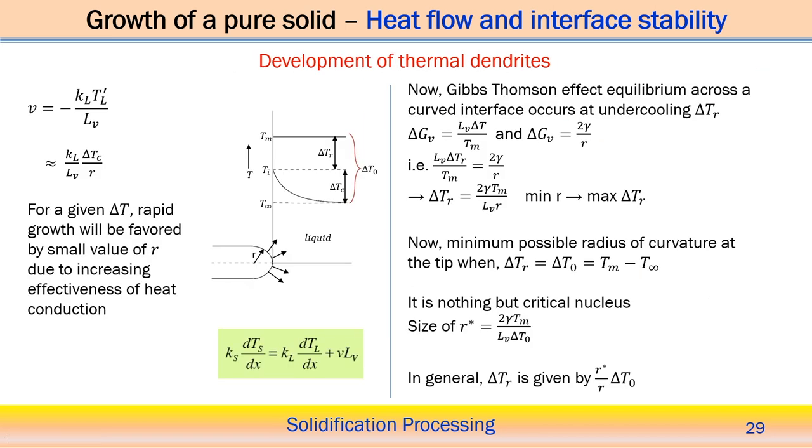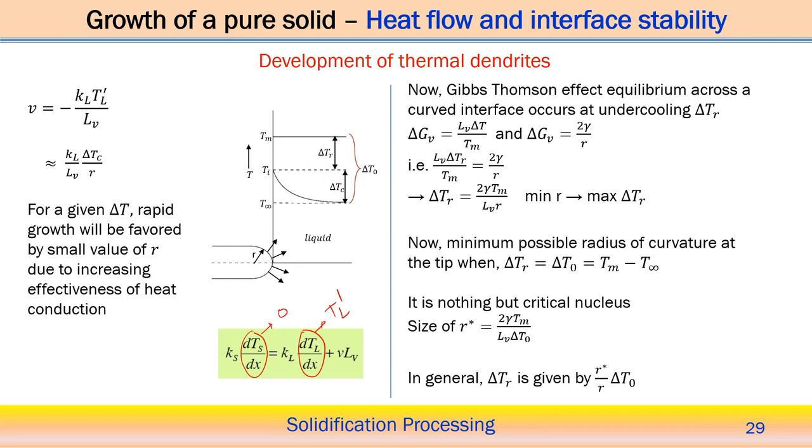Now velocity can be estimated like this. In this case, the temperature gradient for the solid phase, if you put it as 0, then from here you can see the velocity is minus kl by Lv times the temperature gradient in the liquid phase, that is, minus kl by Lv divided by delta Tc by r. I assume we just balance the negative sign. So delta Tc is the temperature difference from the interface temperature Ti to away from the interface. So this temperature gradient is delta Tc, and we can estimate the growth rate V equal to this.